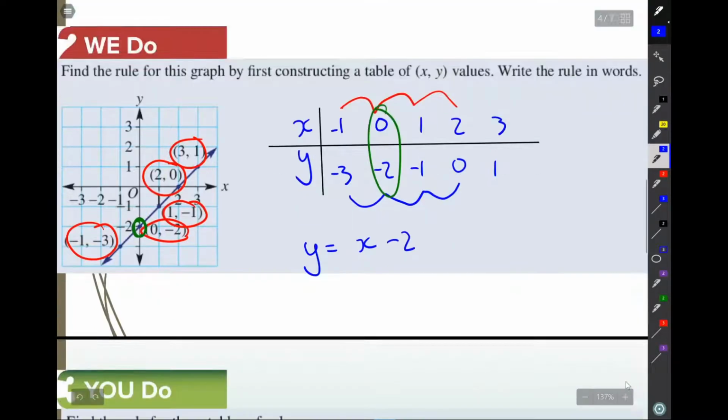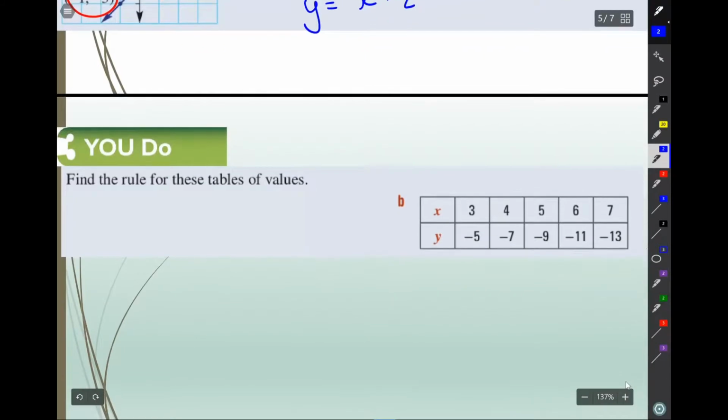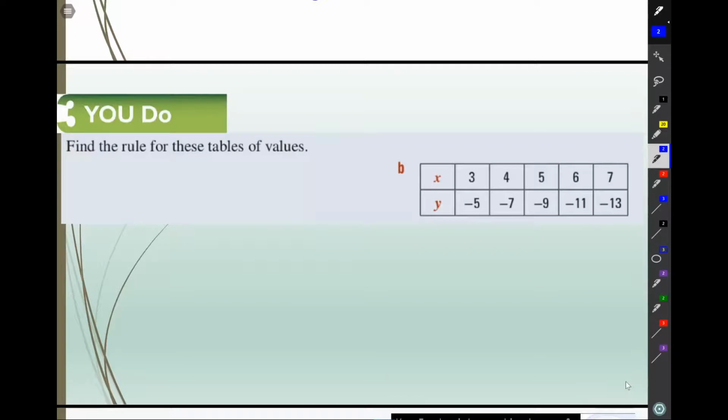Now, I want you guys to have a go at this one. This one is going to be a little bit trickier because we don't have the point x equals 0 in our table. But I want you guys to have a go at it anyway, and pause the video, and after you've had a go, come back and I'll show you the full solution.